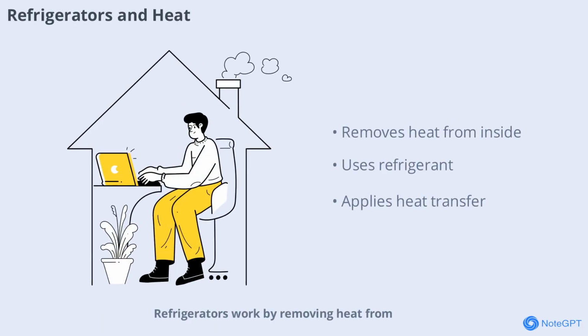Refrigerators work by removing heat from their interiors and releasing it outside. This process uses a refrigerant that absorbs heat as it evaporates and releases it as it condenses.